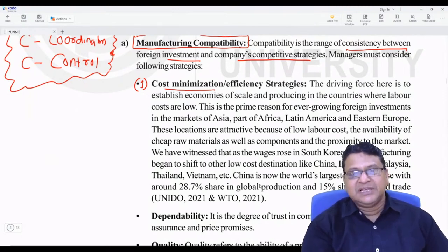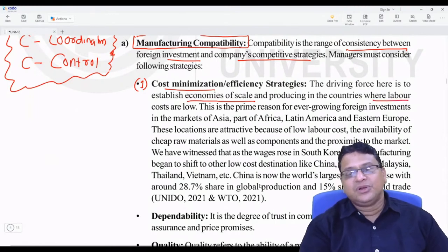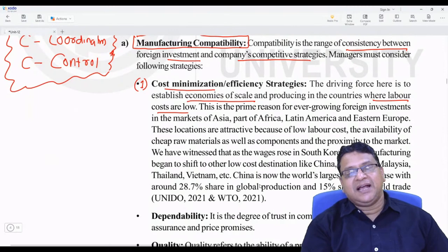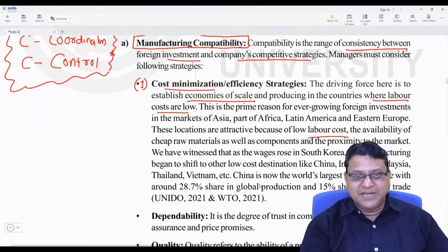Cost can be minimized if you produce in large scale, which is known as you get the benefit of economies of scale. Or you produce in those countries where input costs are low, where labor cost is low. We have discussed because of this, many companies are producing in China. They are setting up their production unit in China to get the benefit of low labor cost. So manufacturing compatibility, first point, you have to produce in those countries where cost will be minimized.